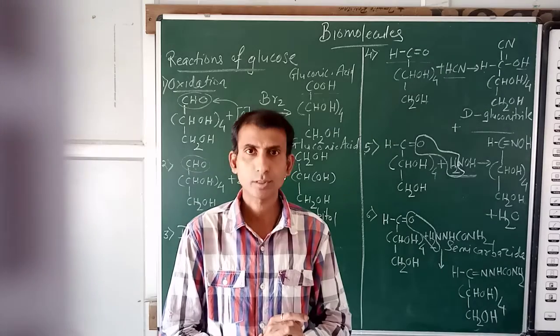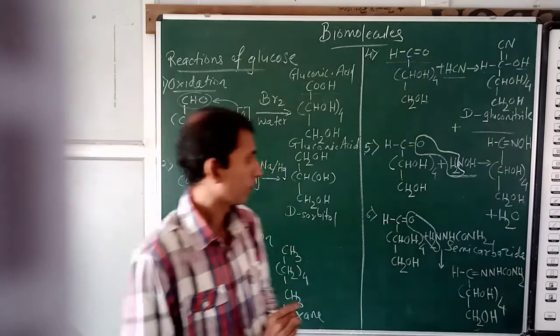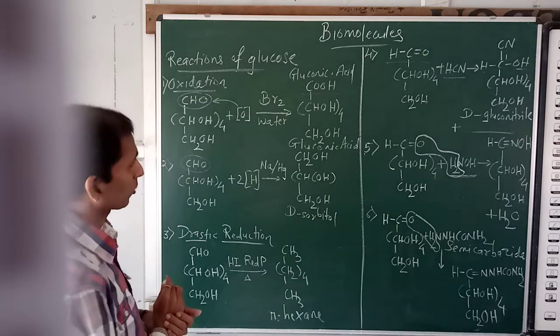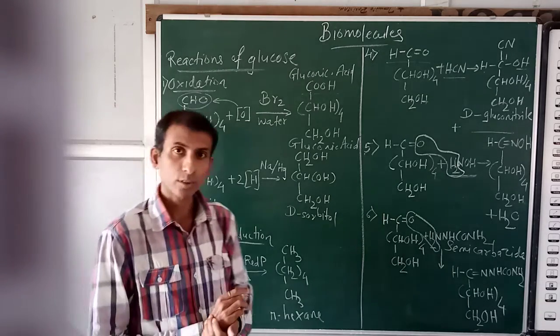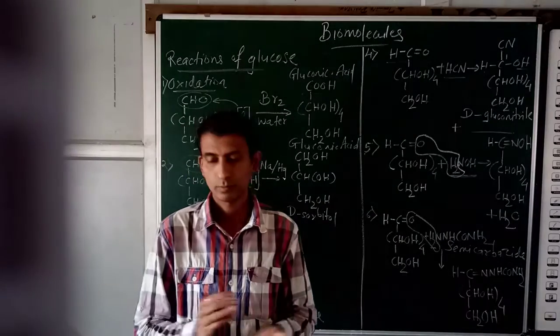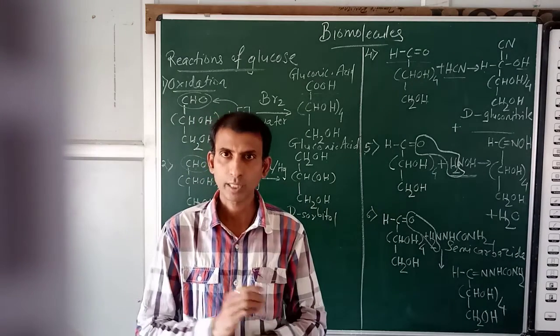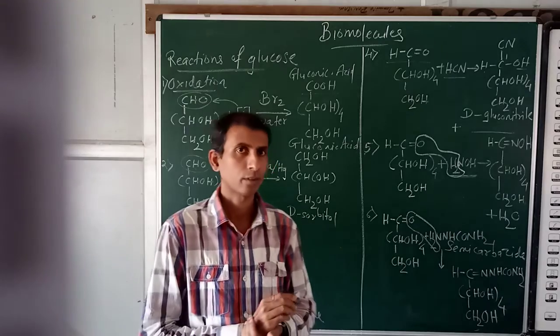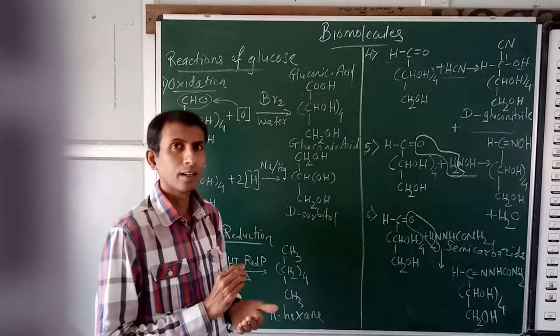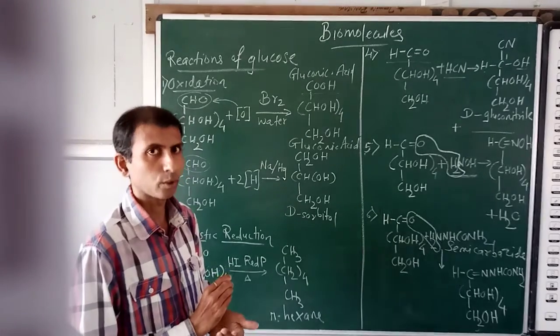the aldose part of carbohydrates, and now the ketose part is remaining, that is fructose. For fructose again we have to study the cyclic structure of fructose, then the Haworth projection formula for fructose. And then we will continue with the remaining three biomolecules.